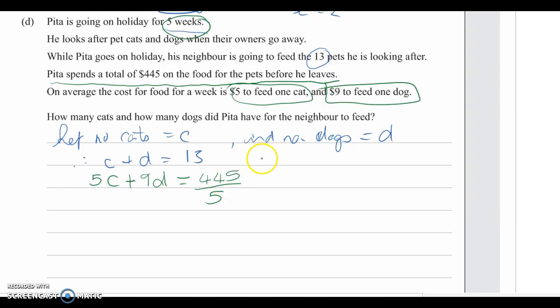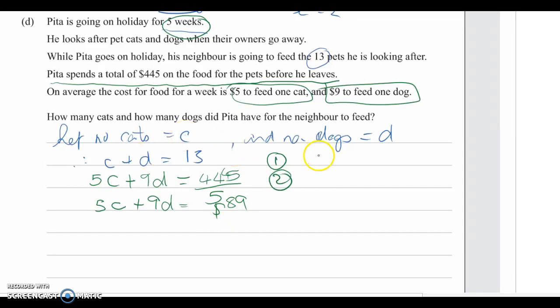So first of all, I'm going to label these two 1 and 2, and I'm actually going to simplify 2 a little bit. I'm going to get rid of this 445 over there. So 5 times the cats plus 9 times the dogs equals, 5 doesn't go into 4, it goes into 44 8 times, remainder 4, and it goes into 45 9 times. So I've got the number of cats plus the number of dogs is 13, and 5 times the cats plus 9 times the dogs equals $89. So looks like I've got a set of simultaneous equations.